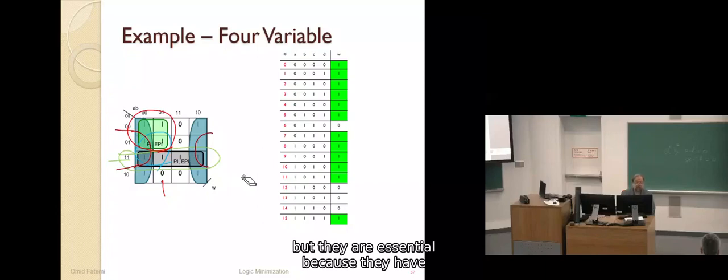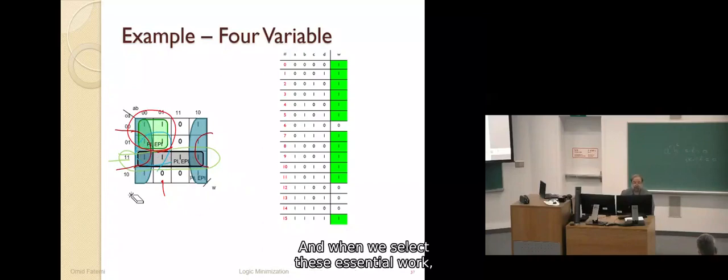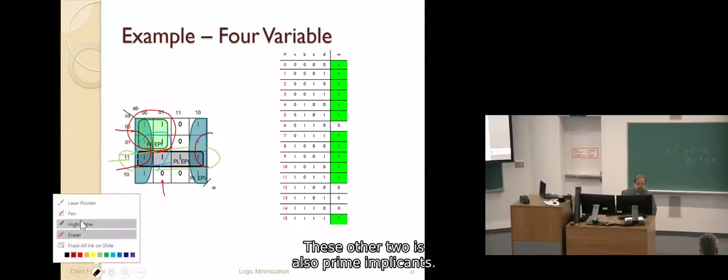But they are essential because they have something that no other prime implicant covers. So they are essential. These 3, the green one, the blue one, and the gray one. These 3 are essential, okay? And when we select these essential, what is left? What is left? Nothing? Nothing. Oh, that's why we didn't draw the other 2. These other 2 are also prime implicants.